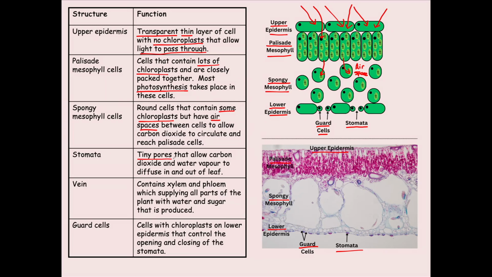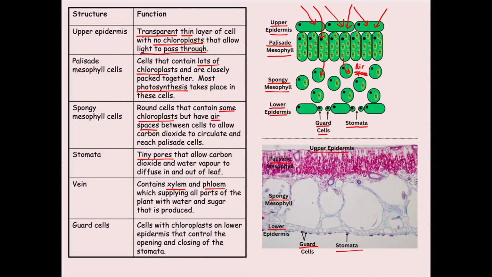Those are the tiny pores. And what they do is they allow the carbon dioxide and water vapor to diffuse in and out of the leaf. We've got a vein within the leaf. Now, although I haven't put a vein on that diagram there, we often find a vein, but we'll talk more about that in a minute. We're just going to ignore that for now because we're going to go on to learn about the xylem and the phloem that are found in the vein.